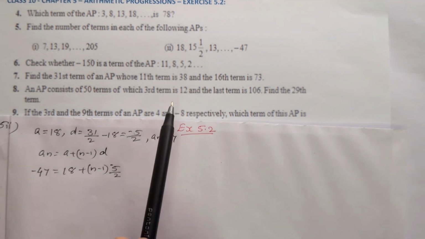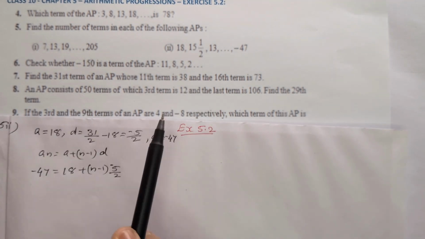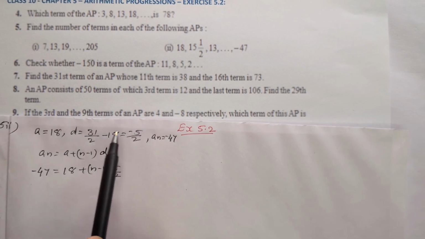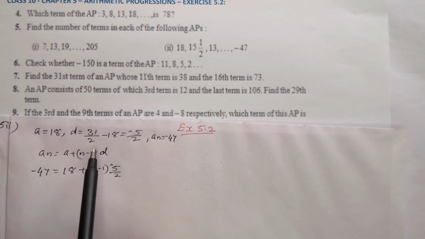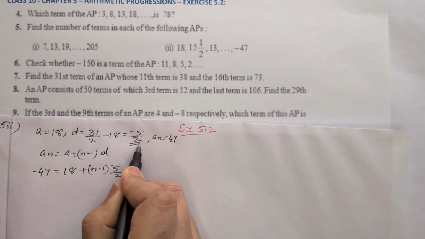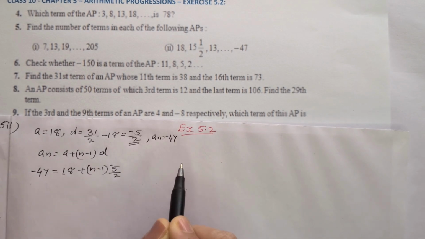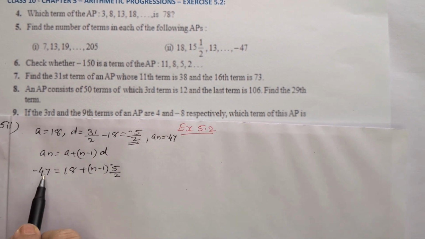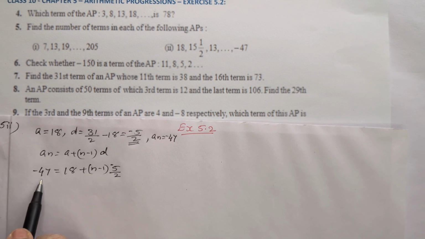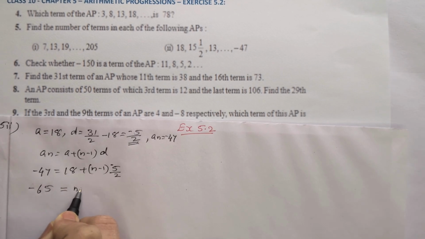Now fifth question, the second part: 18, 15 1 by 2, 13, etc. Here A is equal to first term 18. Common difference: 15 1 by 2 we can write as 31 by 2, minus 18, is equal to minus 5 by 2. So D is equal to minus 5 by 2 and last term AN is equal to minus 47. Then minus 47 is equal to A plus n minus 1 into D. Moving 18 to the other side, it will become minus 65. Minus 65 is equal to n minus 1 into minus 5 by 2.